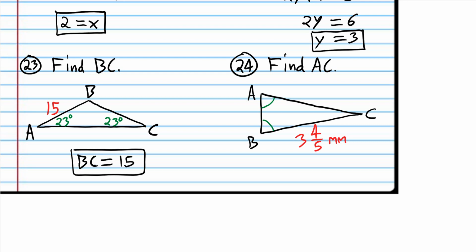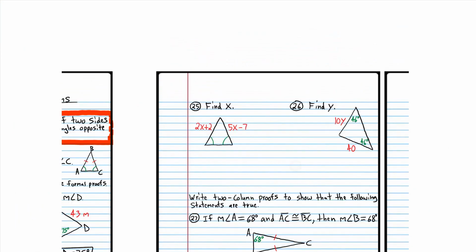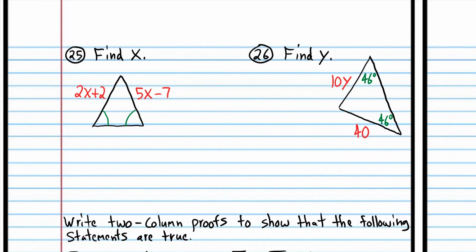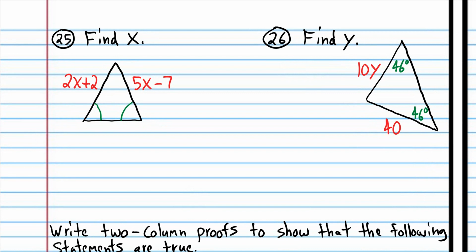All right, we're back. We've got two congruent angles, so the sides opposite must be congruent. So if you got 3 4/5 millimeters, good job. That's what mm means. It means millimeters. All right, on to a little more challenging problem. So try 25, and when you come back, we'll do it together.